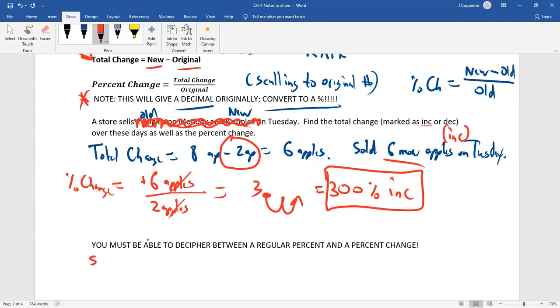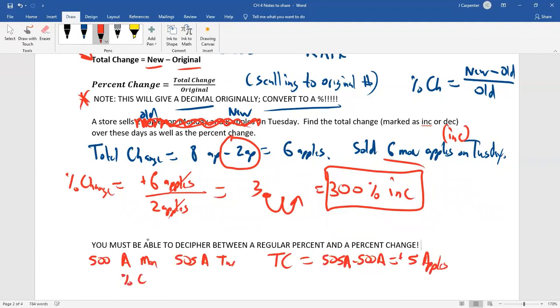So if you had 500 apples on Monday and then 505 apples Tuesday, the total change would still be 5. You do 505 apples minus 500 apples, which is 5 apples, literally the same exact change, total change that is. But the percent change would be that 5 apple increase divided by the original 500 apples. 5 over 500 is 0.01 or 1/100th. Scaling that to a percent becomes 1%.